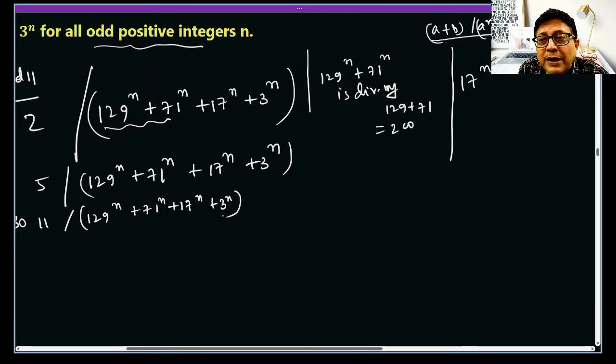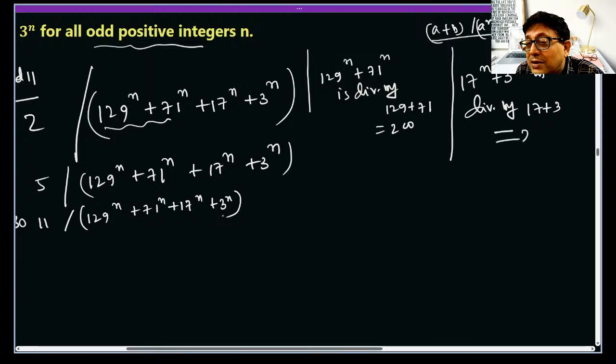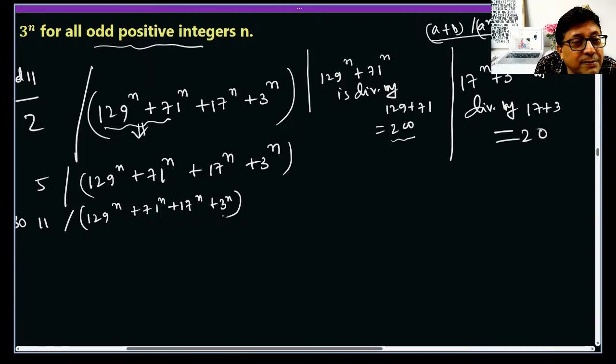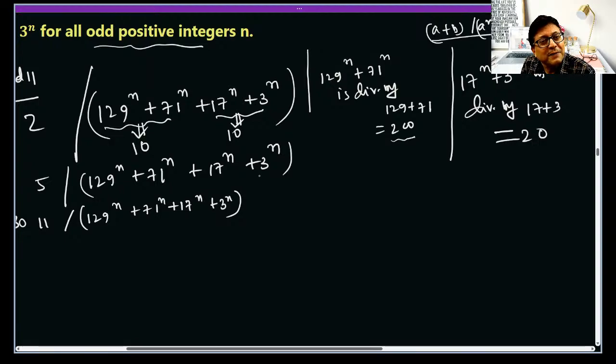Now 17 to the power n plus 3 to the power n is divisible by 17 plus 3, that is 20. We need not prove divisibility by 2 and 5 separately. It is done. 129 to the power n plus 71 to the power n is divisible by 200. So we can say that it is divisible by 10. This thing divisible by 20, we can say that this is also divisible by 10. If it is divisible by 20, must be divisible by 10, isn't it?